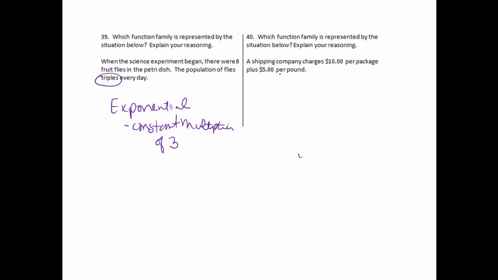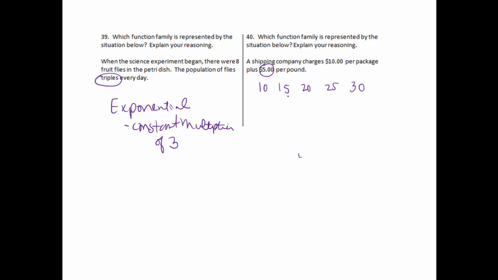And once again, explain your reasoning. A shipping company charges $10 per package plus $5 a pound. So we're starting at 10, but it's going to keep going up at that constant rate of $5 per pound. So we'd have 10, then 15, then 20, then 25, then 30.